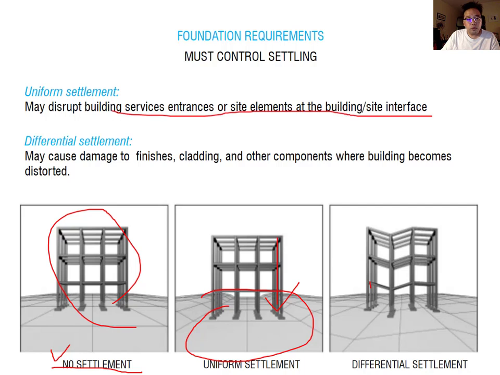So for example, say the whole building sinks. It looks okay because it's still standing up. However, if the entrance was designed here, but the building is pushing down, it means the entrance point has changed, right? It is a big problem for accessibility and for egress. And then the next one, differential settlement. What is differential settlement?